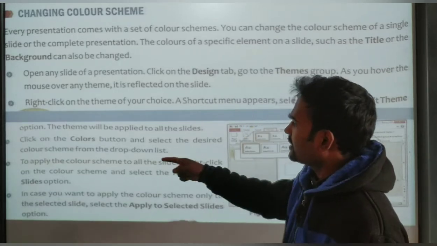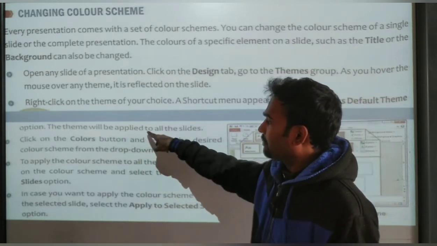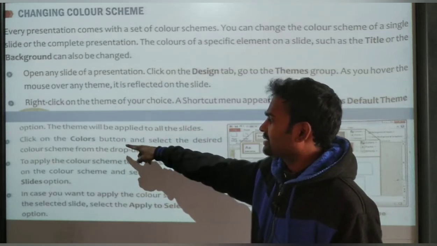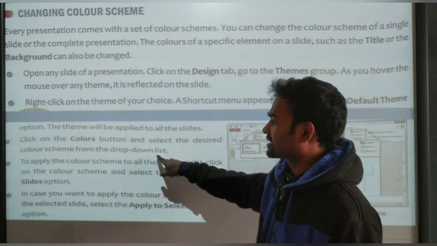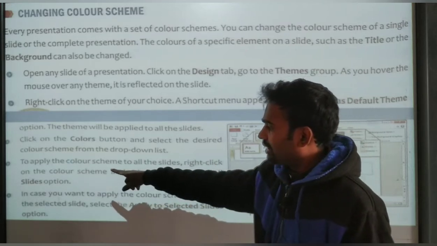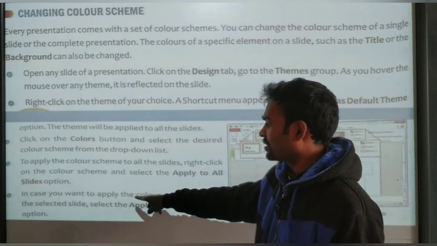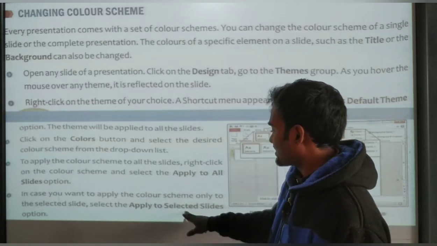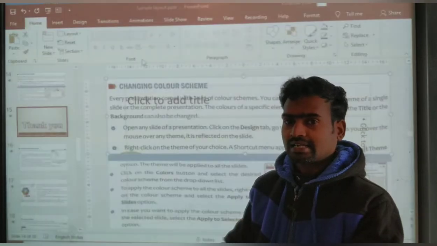Then the default scheme option: the theme will be applied to all the slides. Click on the colors button and select the desired color scheme from the drop down list. To apply the color scheme to all the slides, right click on the color scheme and select apply to all slides. In case you want to apply the color scheme only to the selected slides, select apply to selected slides. So this is what I was telling, two ways of selecting colors, right?